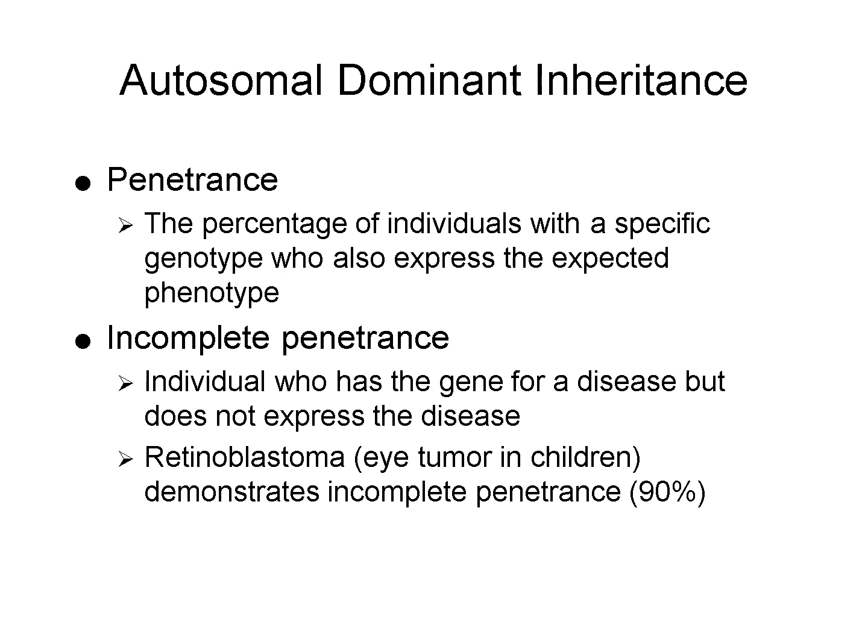Penetrance refers to the percentage of individuals with a specific genetic makeup who actually show the expected physical traits or symptoms. Sometimes, a person may carry the gene for a disease but never develop the condition. This is called incomplete penetrance. A good example is retinoblastoma, an eye tumor seen in children. Although the gene is present, only about 90% of individuals with the mutation actually develop the disease.